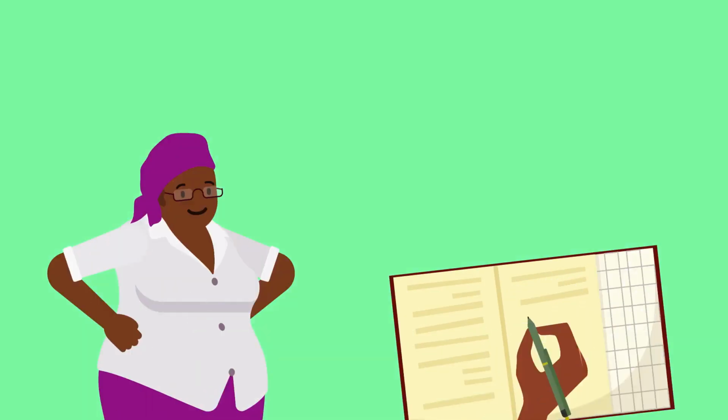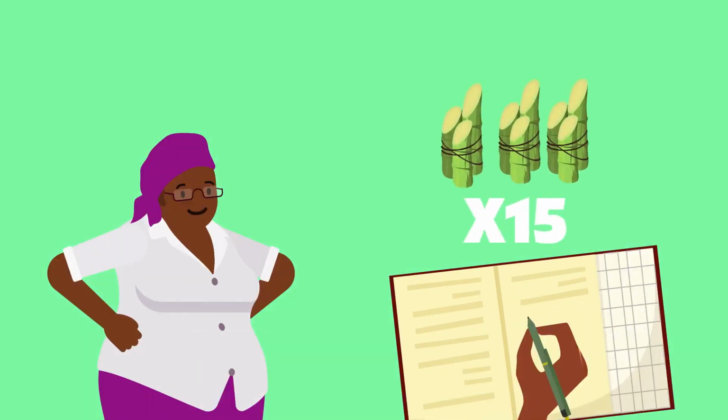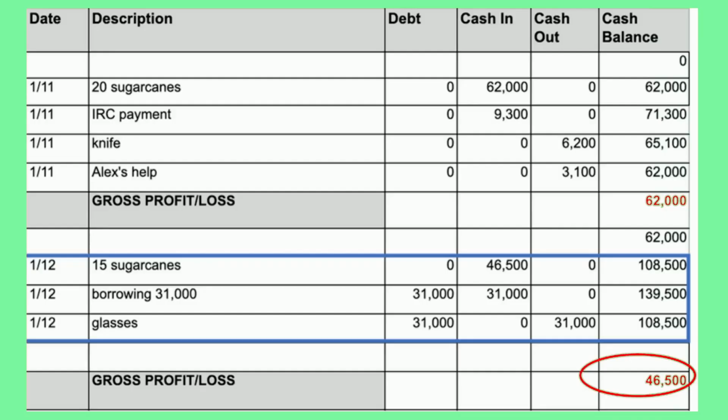The next day, I come to the market and sell 15 sugar canes. I always start a new day with a cash balance from the previous day. So, 62,000 Ugandan shillings. I record everything in my income expenditure record just like I did the day before. 15 sugar canes times 3,100 Ugandan shillings is equal to 46,500 Ugandan shillings as cash in. 0 debts and 0 cash out. So the new cash balance is 108,500 Ugandan shillings.